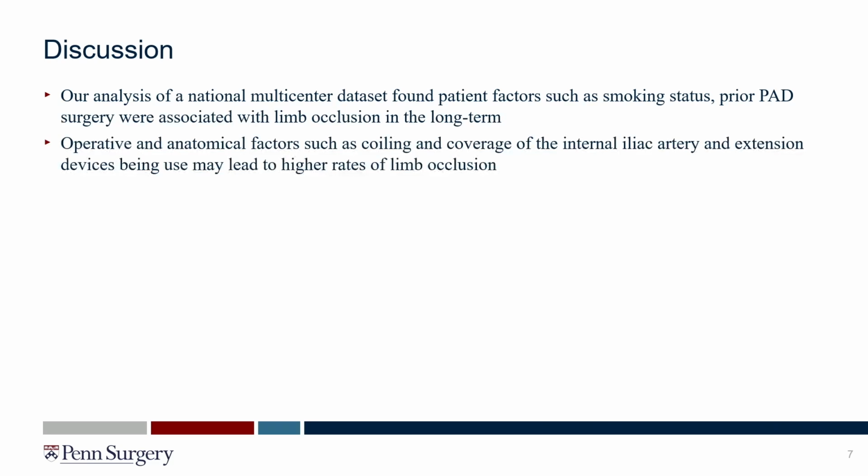So overall, this analysis of a national multicenter data set found that patient factors such as smoking and prior PAD surgery were associated with limb occlusion in the long term, and then certain operative and anatomical factors, such as coiling and covering of the internal iliac artery and the use of multiple iliac limbs, were associated with higher rates of limb occlusion.